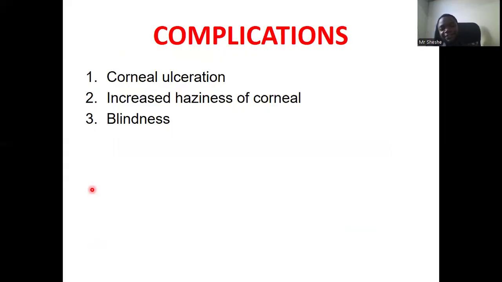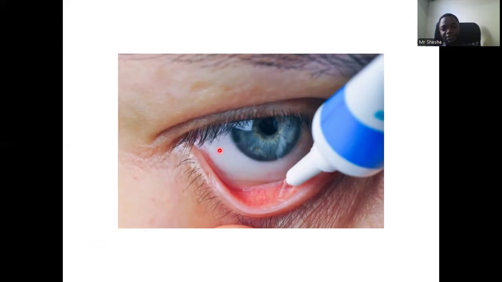Complications: cornea ulceration. Now, cornea ulceration, we're talking about this part. The conjunctiva will be damaged by the bacteria or the virus, and then there will be ulceration to the cornea. Now, that's a connective tissue, and that's where scar tissue begins to form. Eventually, it will cover the pupil and the iris. That's the iris, that's the pupil.